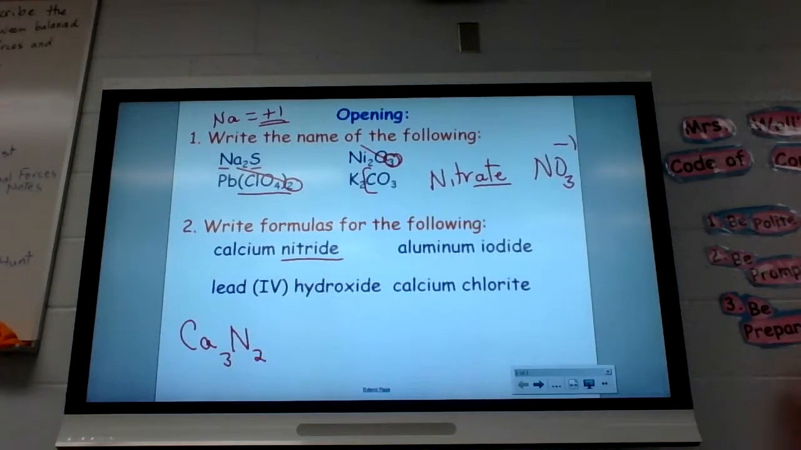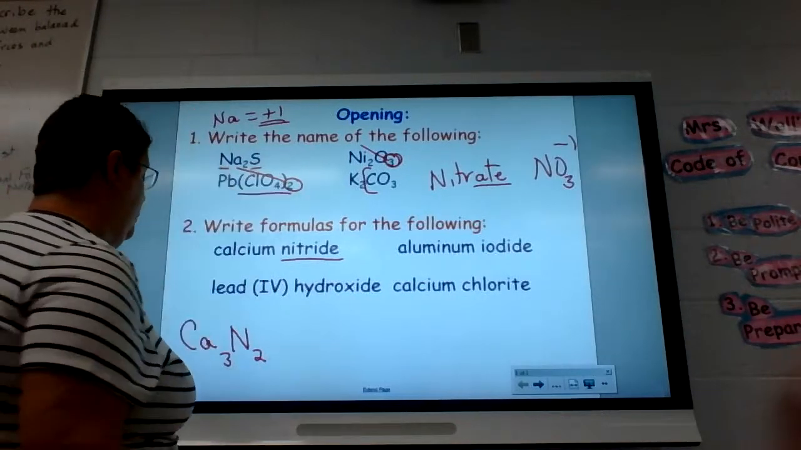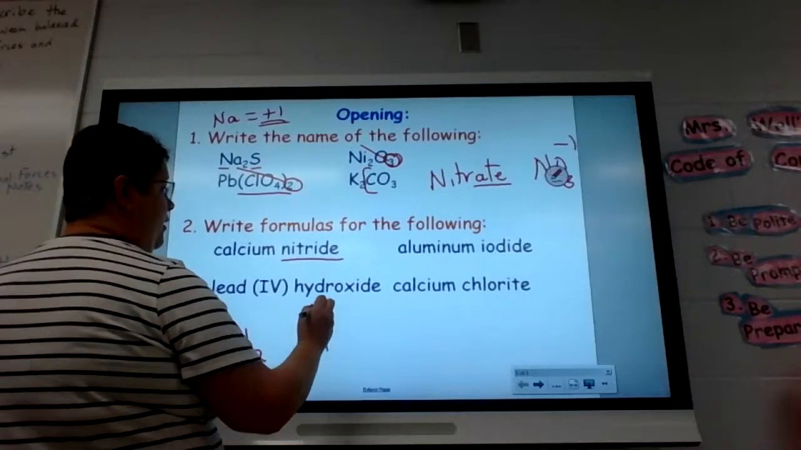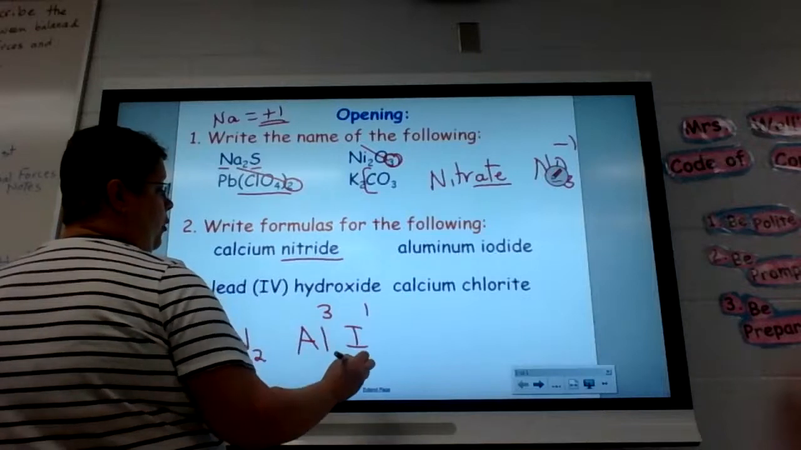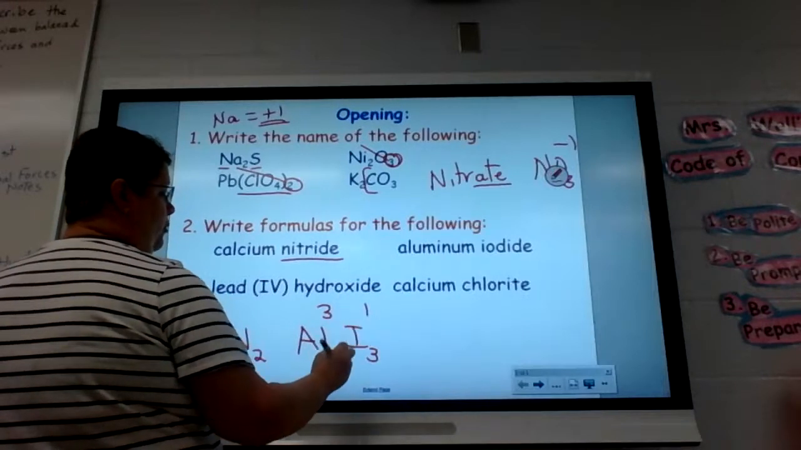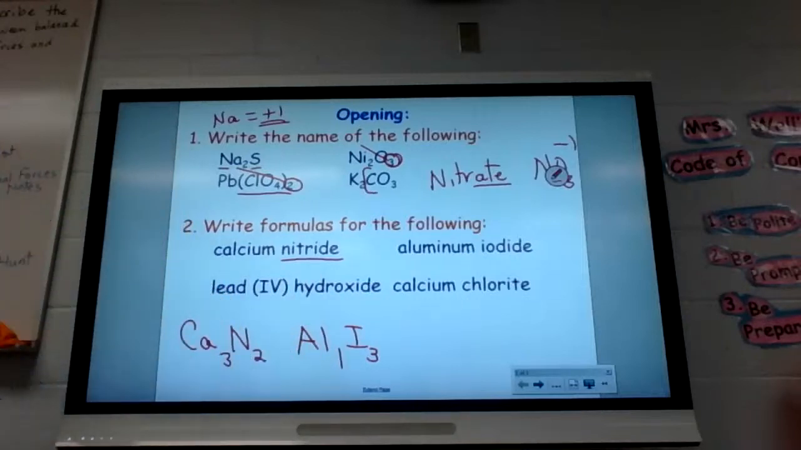Aluminum iodide. IDE tells you how many capital letters? 2. So aluminum has a 3. Iodide has a 1. 3 comes down. 1 comes down. Okay? Now, I told you with that hydroxide, there are two exceptions on the blue chart.